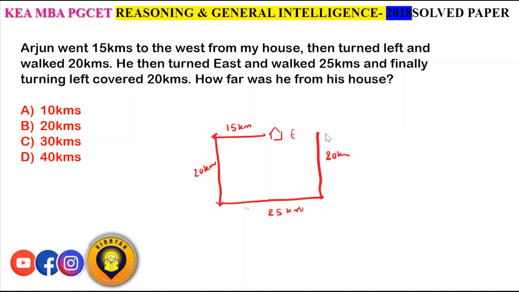Now how far was he from his house? That means what is the distance of him from his house? This distance you have to find. You know this line and this line are parallel. So from here to here, this part is 15 kilometers. So 25 means this part is 15, then this part will be 10. So the distance here is 10 kilometers. The answer here is 10.